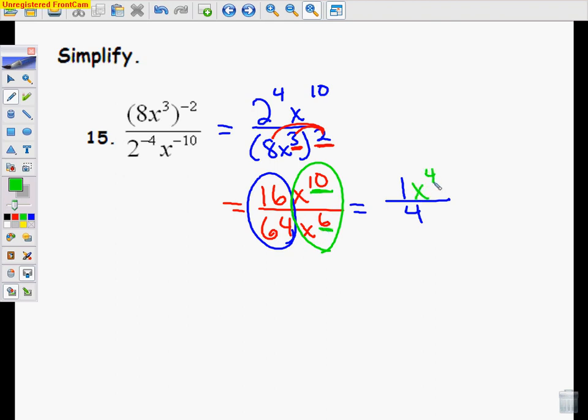And you always start it off in the numerator. Okay, and that problem is done. One thing that you would probably recognize is that this 1 doesn't really need to be there, because 1 times anything is itself. So our answer, x to the 4th over 4.